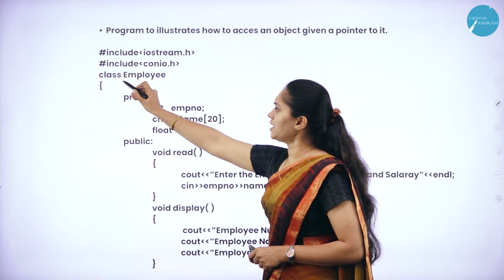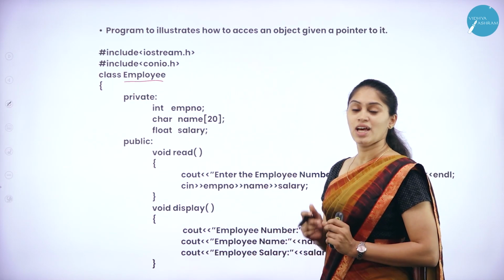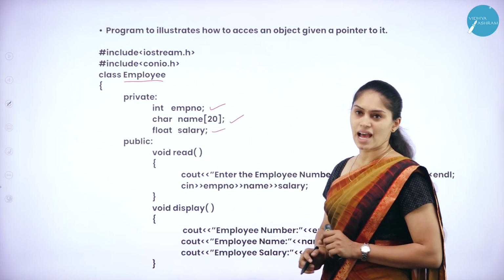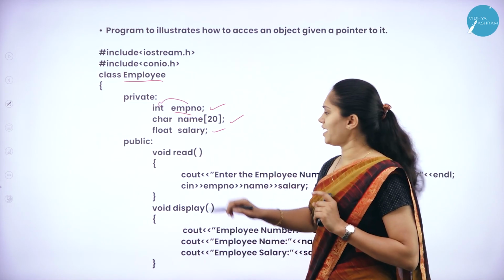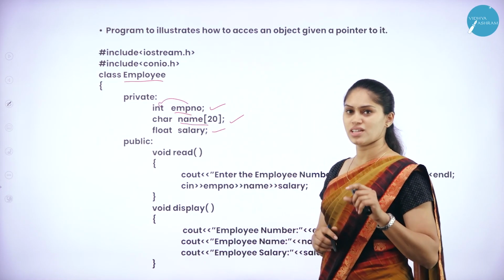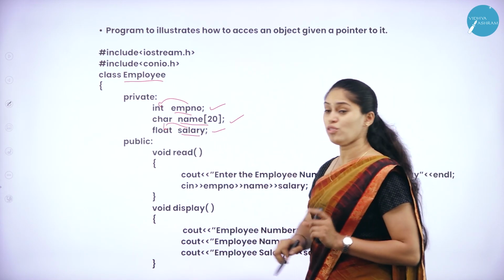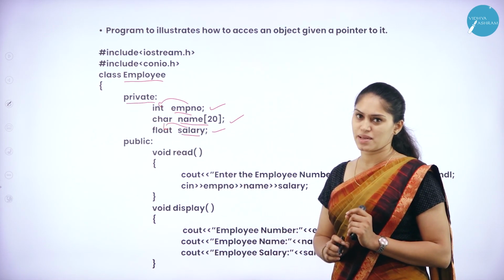Here I am creating one class called employee. What is the class name here? Employee. What are the data members that I have? I have employee number, name and salary, each with its data type. Employee number is of data type integer, for name I'm using a char string of size 20, and salary will be of data type float. So this comes under the scope of the private access specifier.